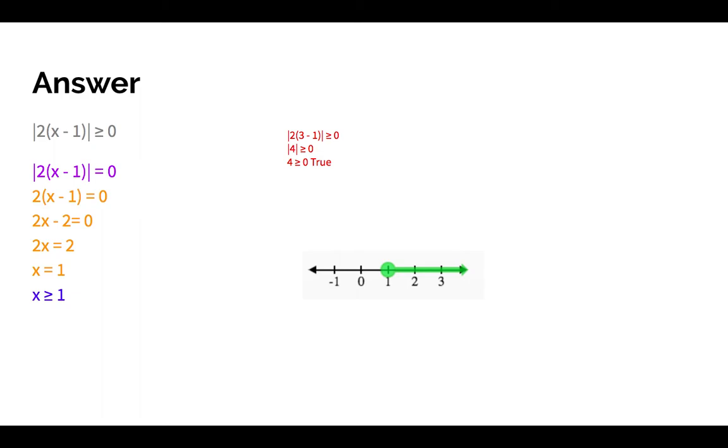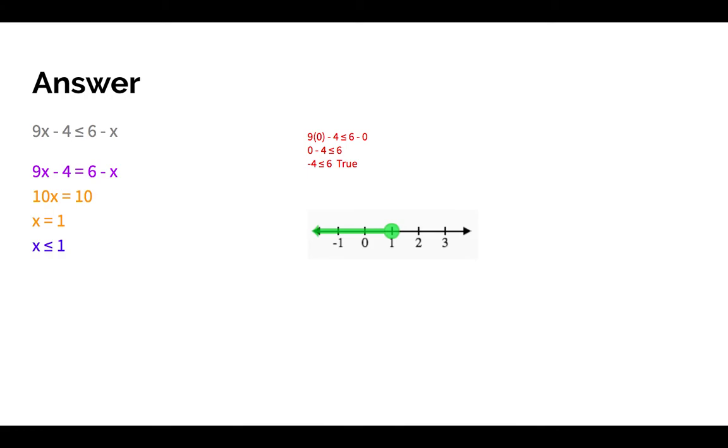And then I thought, well, I'll just test 3 in my original problem. So I put in 3, and I got 3 minus 1 was 2 times 2 is 4, and I got a true statement. So everything to the right in my right region was the correct answer, and so I put in x greater than or equal to 1. Go ahead and pause while you check your work for problem D. If you're back, here's your explanation.